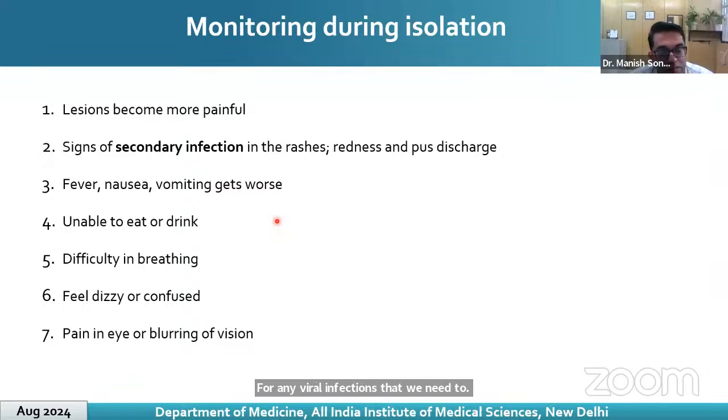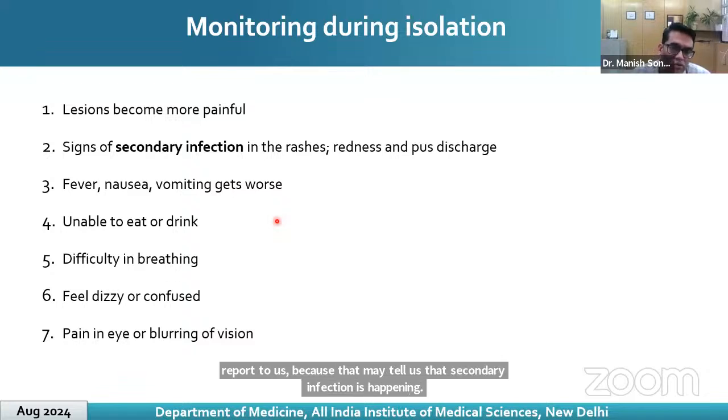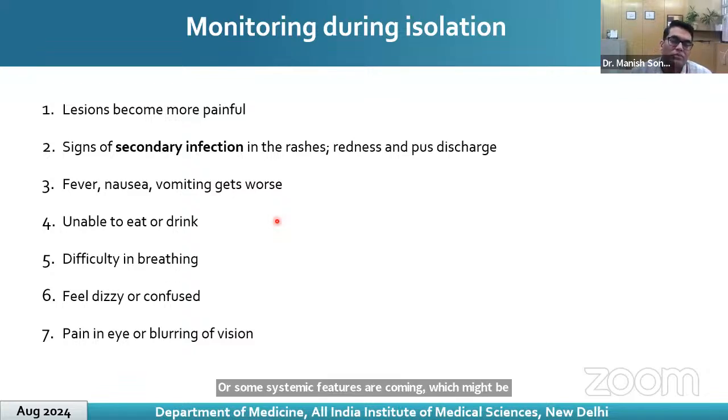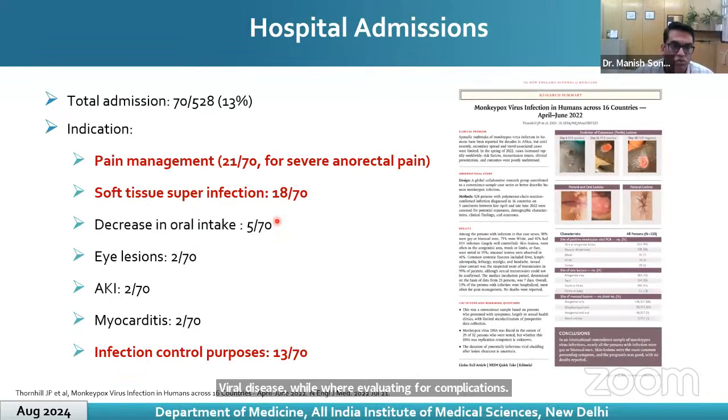Yes, what monitoring we need to tell the patients is that if the lesions are becoming more painful, they should report to us, because that may tell us that a secondary bacterial infection is happening, or some systemic features are coming which might be pointing towards the onset of a progressive viral disease, viremia or sepsis. So fever, unable to eat or drink, difficulty in breathing, all these features that we look for in any patient of viral disease while evaluating for complications, we need to keep a watch out for.